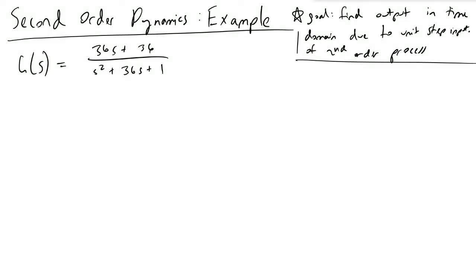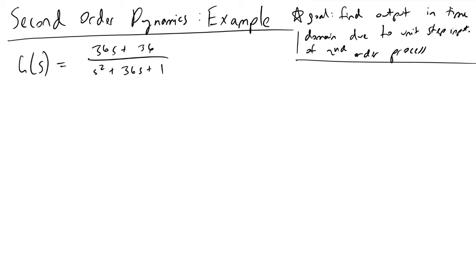To go through an example of second order dynamics, what I'm going to do is take a look at this given second order process that will have numerator dynamics and go through how we can determine what the output in the time domain due to a unit step input will look like.